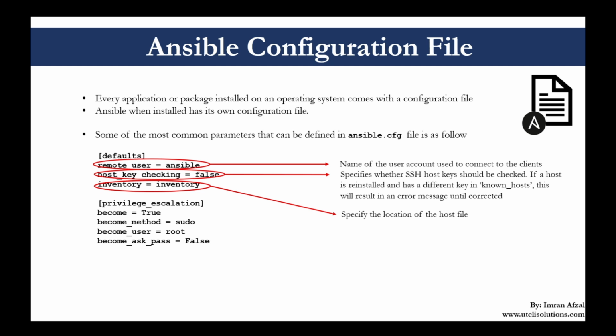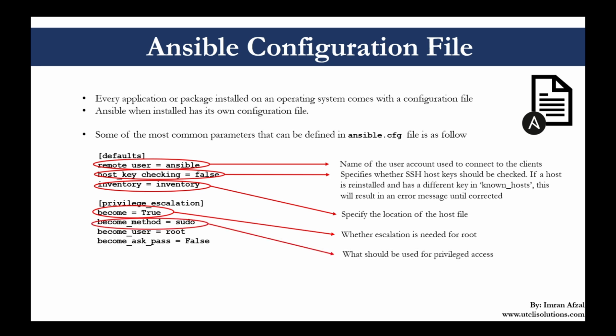Then you have additional parameters for privilege escalation. Some of them are become equal true, which means whether escalation is needed for root, and how it's going to change, what should be used on a local or client system for privileged access. Then become_user, what user it should become, and it should be root, which is the administrative account on a Linux machine, the name of the user account used to run escalated commands.